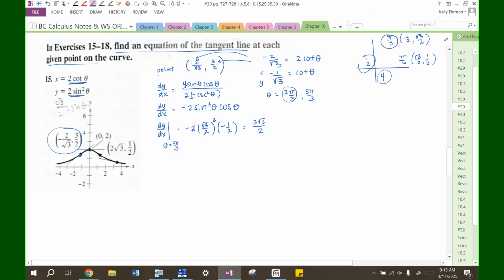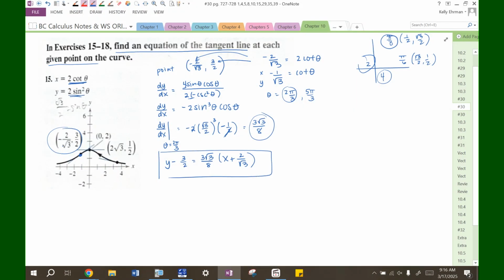Right? Okay. Oh, wait. Over 8. I can't cancel with that one. I can cancel with this one. This is 2 to the third, though. So that's 8. Okay, so I have my slope. I have my point. Y minus 3 over 2 equals the slope times x minus negative, so plus 2 over radical 3. Okay, that took a little while to get there.